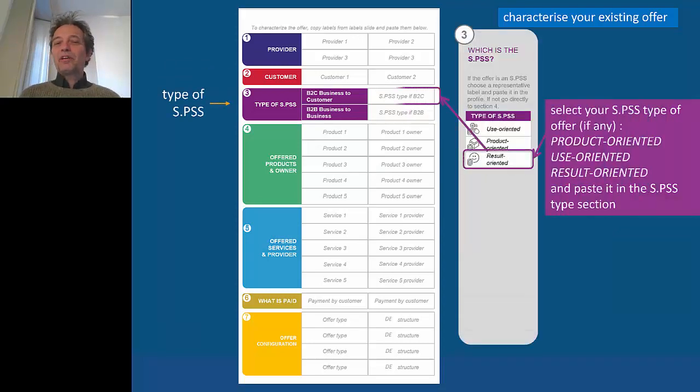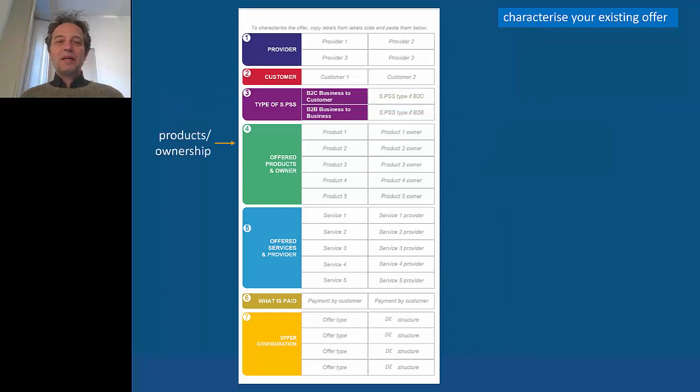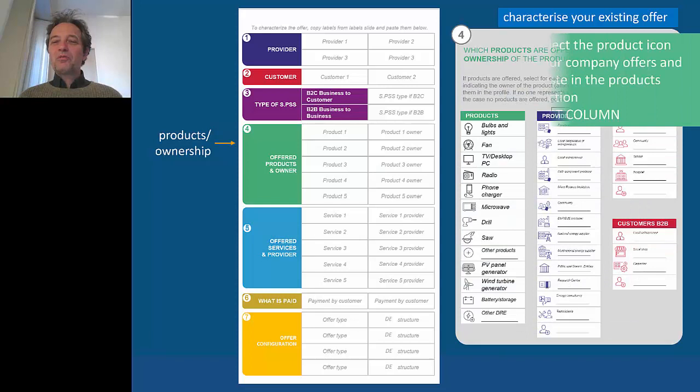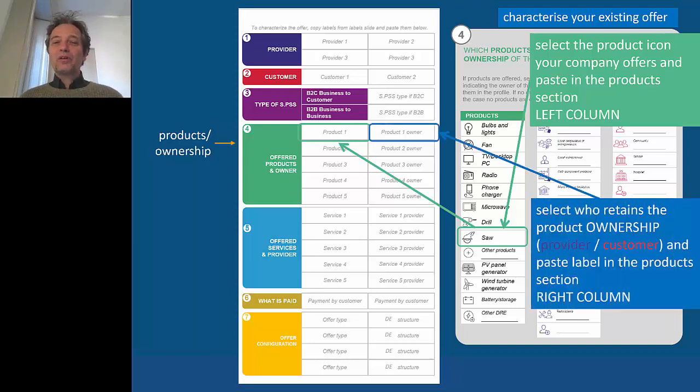If our offer is already a sustainable product service system type of offer, this is not always the case, we can definitely select one of the three typologies of PSS and drag and drop the relative label in the due space. Then we have to select the product that we are offering. We have a list, or we can add a new one, as well as the owner of the product. That could be either the provider or the customer.